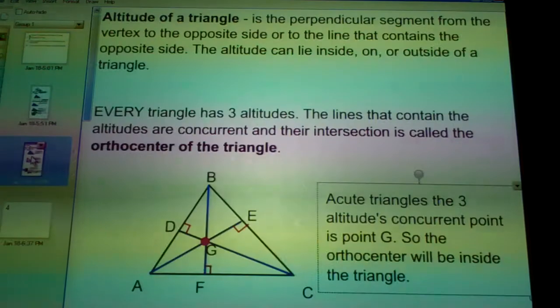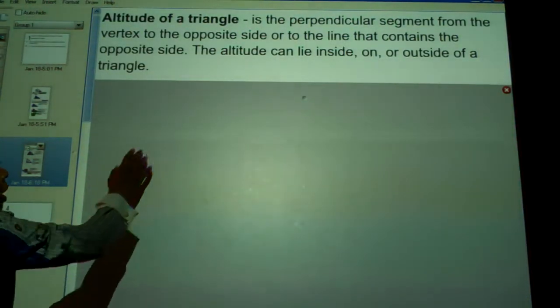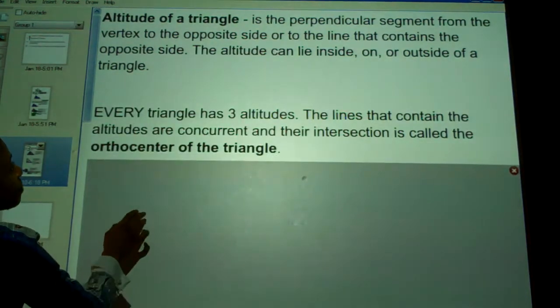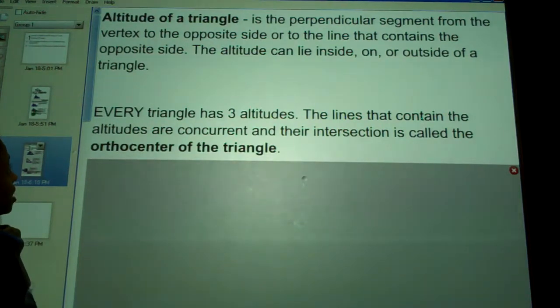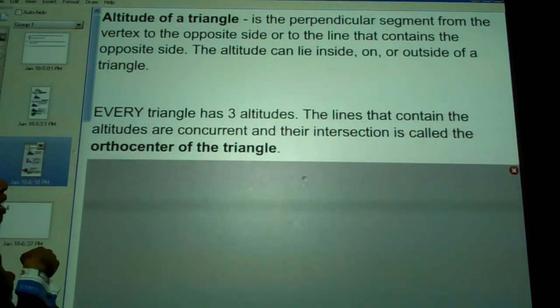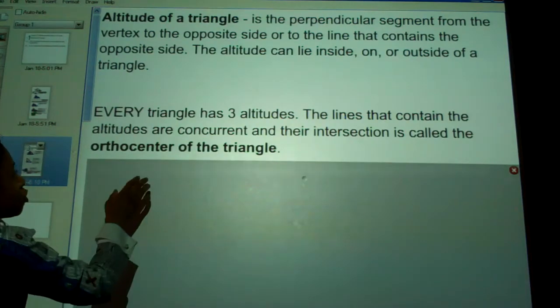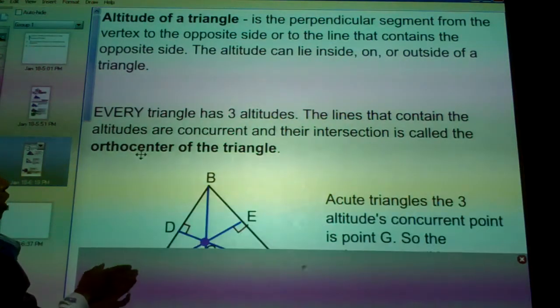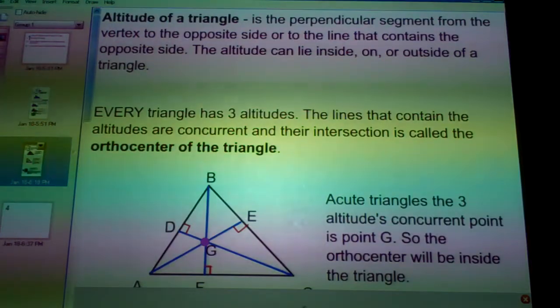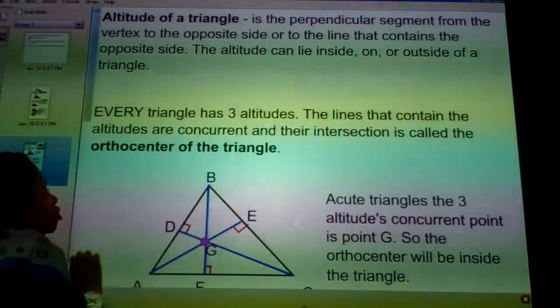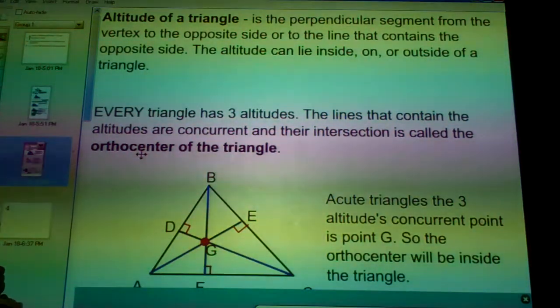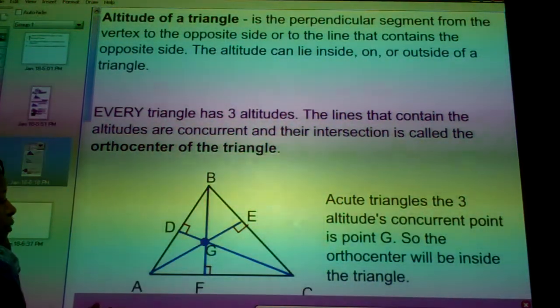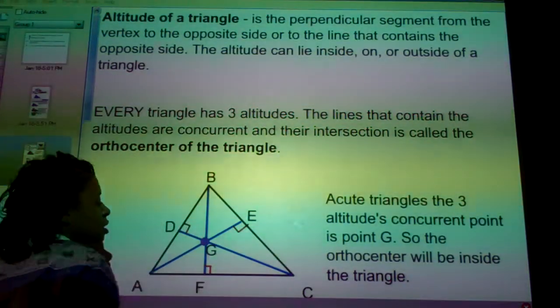And then next here we have a triangle. The altitude of a triangle is the perpendicular segment from the vertex to the opposite side, or to the line that contains the opposite side. The altitude can lie inside, on, or outside of a triangle. Every triangle has 3 altitudes. The lines that contain the altitudes are concurrent, and their intersection is called the orthocenter of the triangle. So point G is going to be our orthocenter.